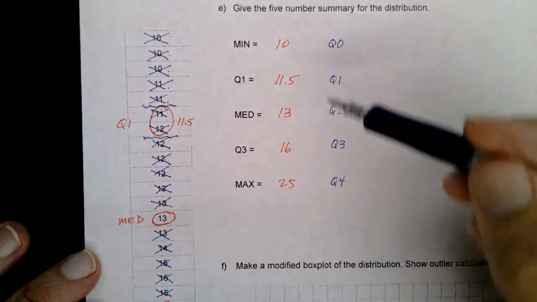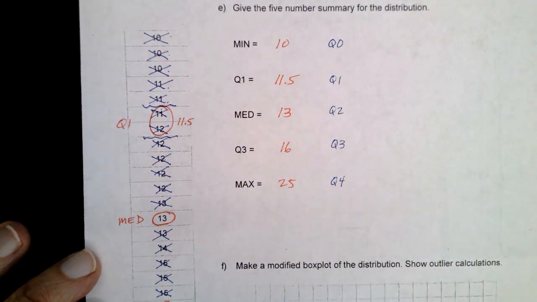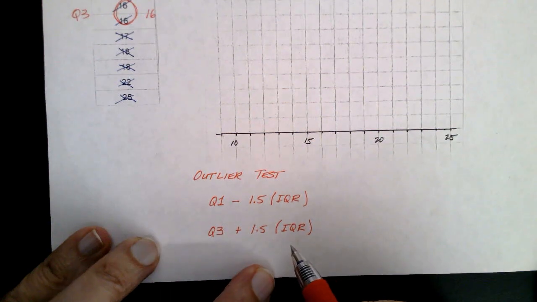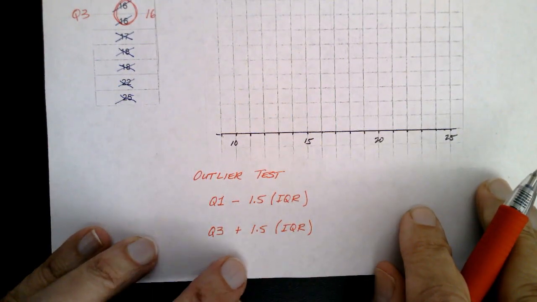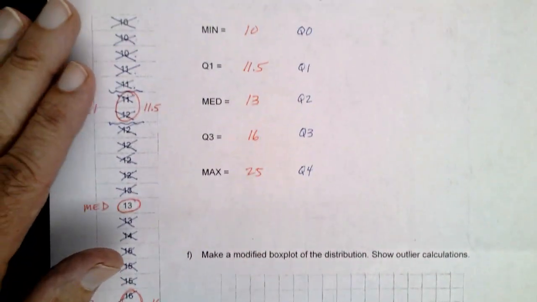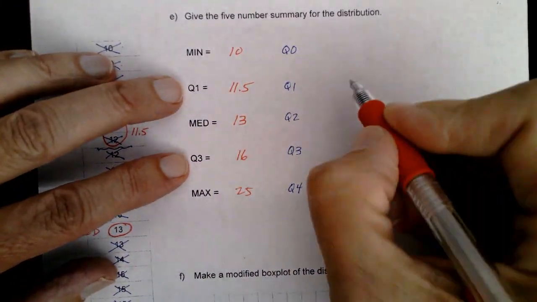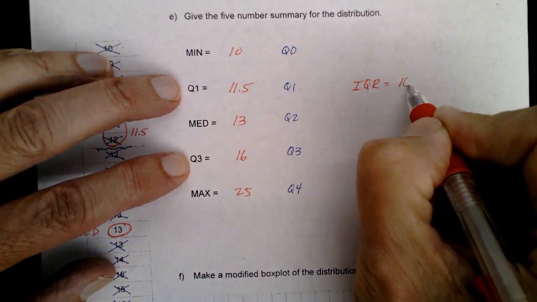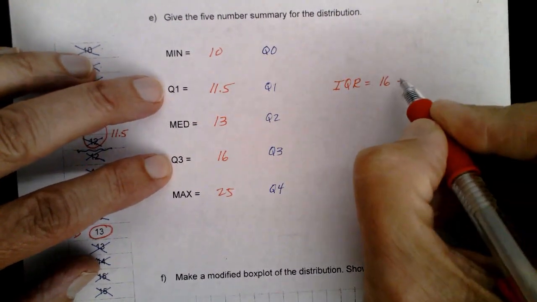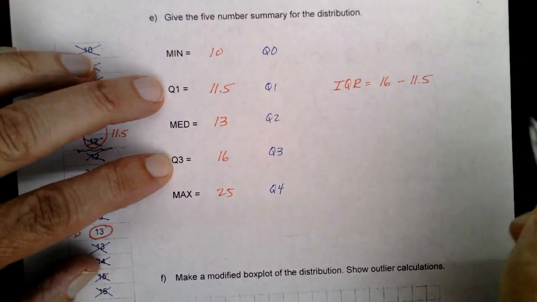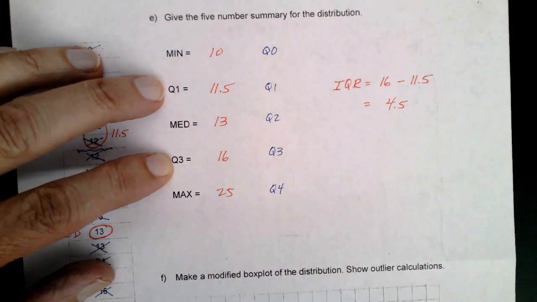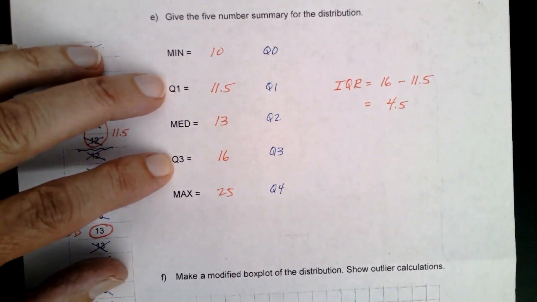So then the last part is, once you have your 5-number summary, how do you test for outliers? This is the outlier test, and it all depends upon the IQR, the interquartile range. So I need to figure out what that interquartile range is. Let me go up top and say, okay, here are my quartiles. So my interquartile range is going to be Q3, 16 minus 11.5. And you end up getting a difference of 4.5 for your interquartile range.